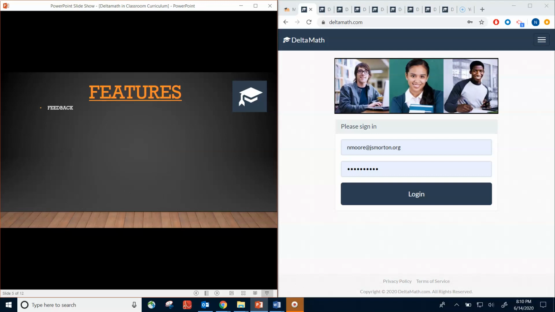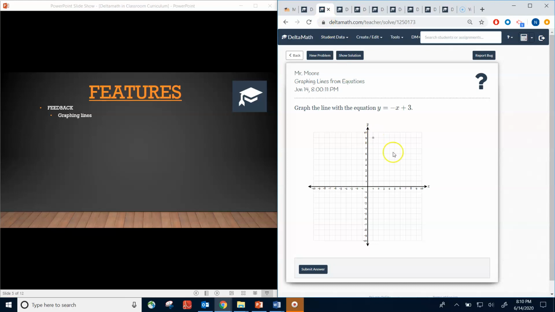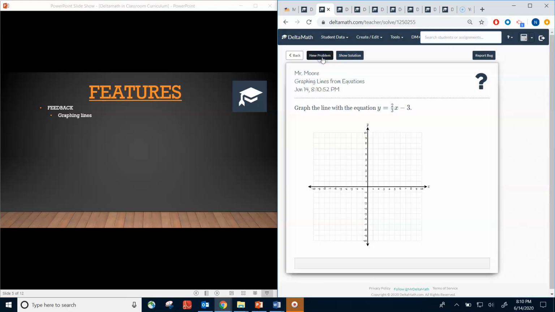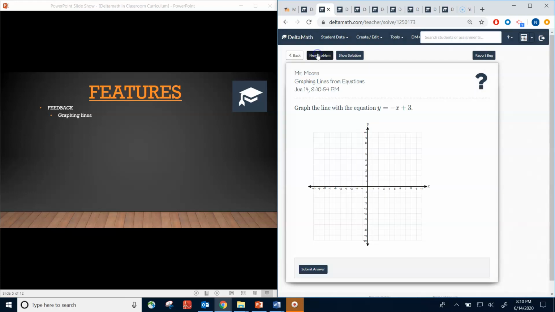So what else does it feature? Well, feedback. Like, for instance, let's look at graphing lines. I'm actually going to pull up one about graphing lines here. Here is an example of trying to graph lines from equations. It's a randomly generated problem. And for instance, if you wanted to be like, I don't like this problem, you can always just go, new problem. And it'll provide an unlimited amount of new problems for you.